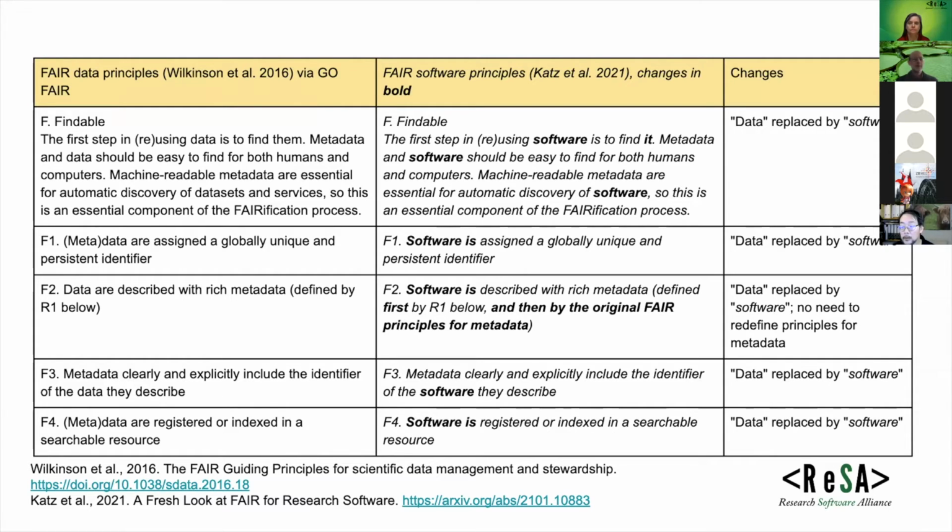And what we found is that for some of the parts of the principles, in particular findable and accessible, the changes that we need to apply to software is mostly just a wording change, where we just need to change data to software. And so this is quite straightforward, both for the foundational principle as well as the guiding principles underneath. But for interoperable and reusable, there are many more changes that are needed, mostly because the definition of what interoperable and reusable means is nowhere near as clear as what findable and accessible mean.